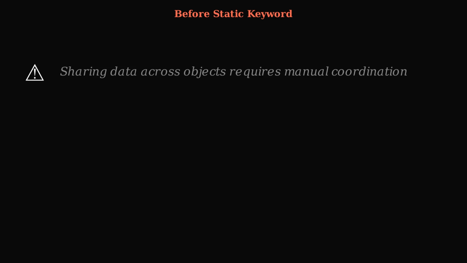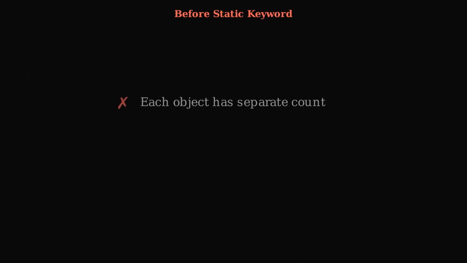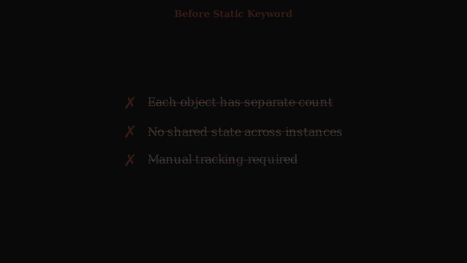So what happens without static keyword? Sharing data across objects requires manual coordination. Look at how messy the code gets. Each object has separate count, no shared state across instances, manual tracking required. There has to be a better way.